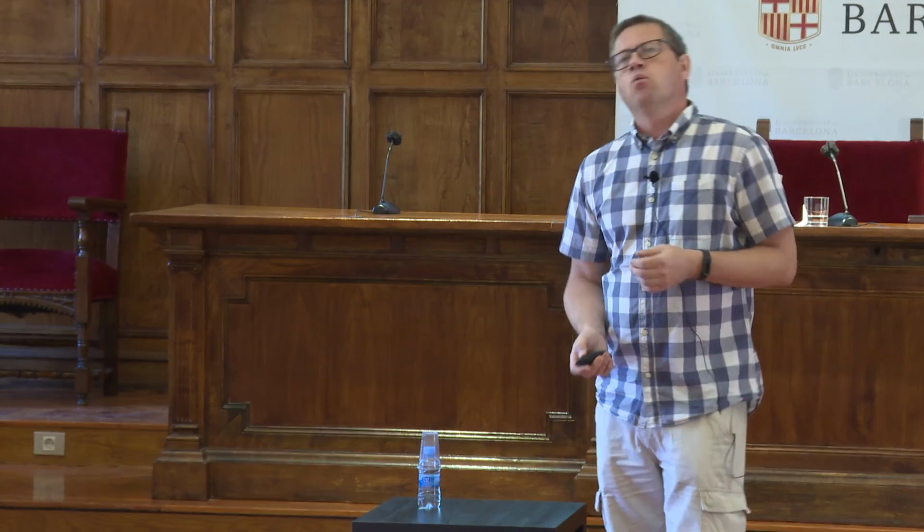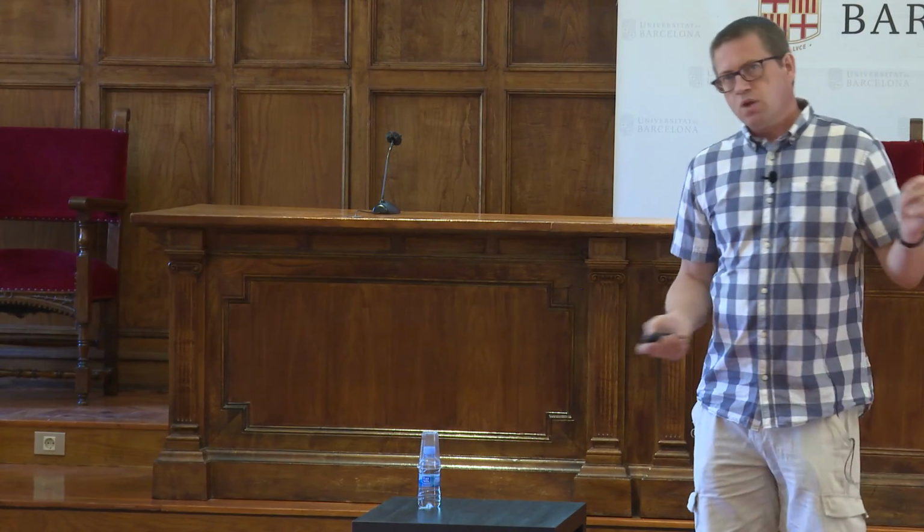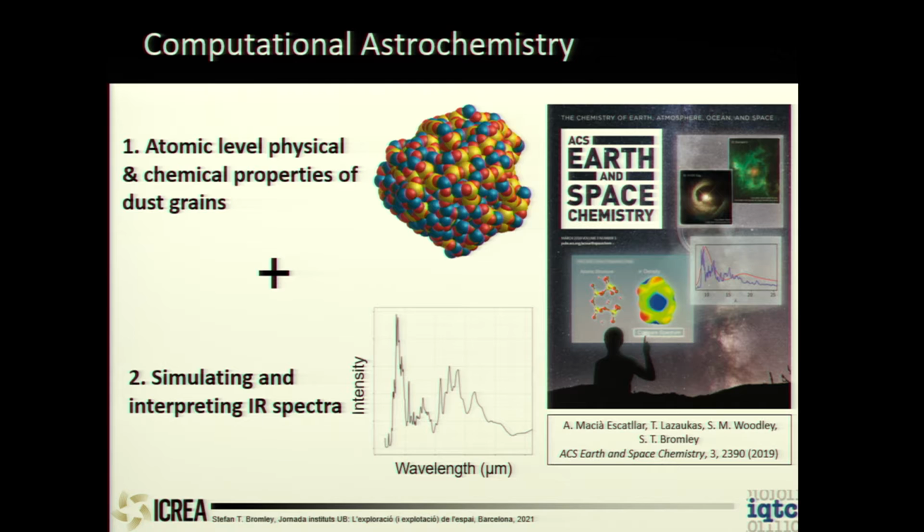And what do we do? Well, we do two things. We model the dust grains. Here's one here. We model them at the atomic level, and we look at the physical and chemical properties of those grains. So processes that happen on the grains, the structure, and so on. And of course, what is important for the astronomers, we look and interpret and simulate the IR spectra of these objects. So here is just an example. This is a cover we had in a recent paper outlining our contribution going from modeling to spectra to observation.